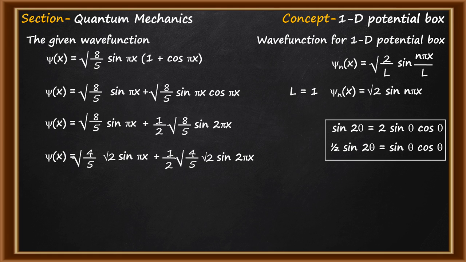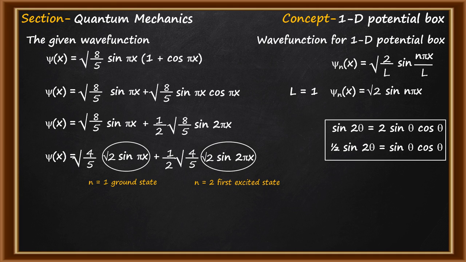Now here you can see this root 2 sin pi x is the wave function for n equal to 1, that is the ground state for the one-dimensional potential box, and this root 2 sin 2 pi x is for n equal to 2, the first excited state of the 1D potential box.